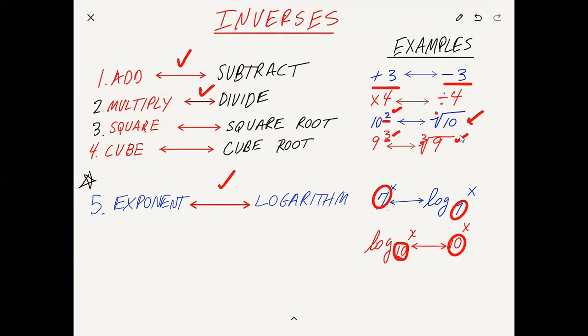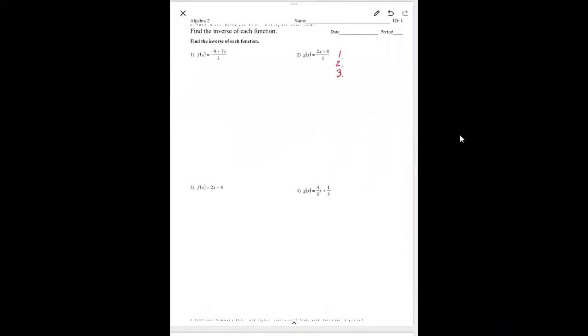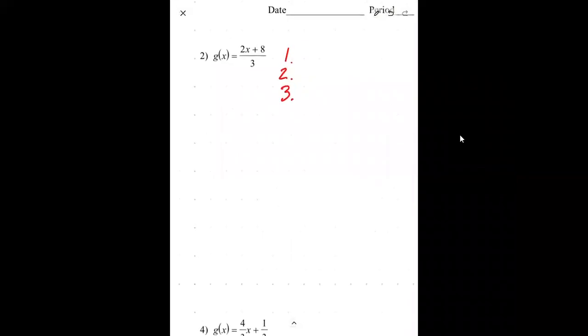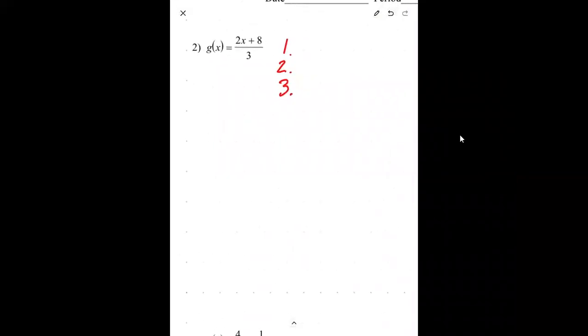All right, now that we've gone through that, we're ready. We're going to use PEMDAS. We're going to use these inverses, and then we're going to just reverse the order, and we're going to be good to go. Here's my first example. Let me get this set up. Okay, we're going to do number 2 here. Now, this is g of x equals 2x plus 8 divided by 3.